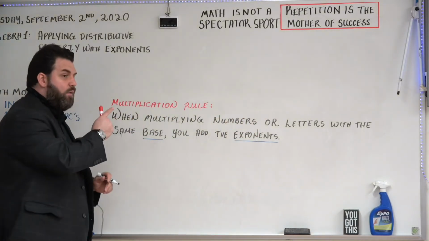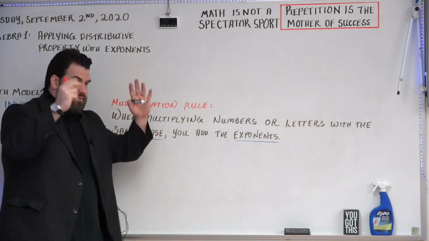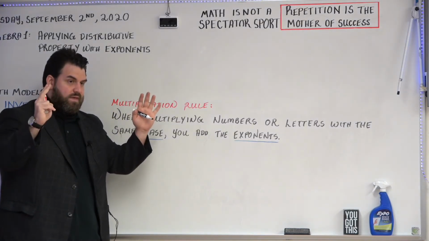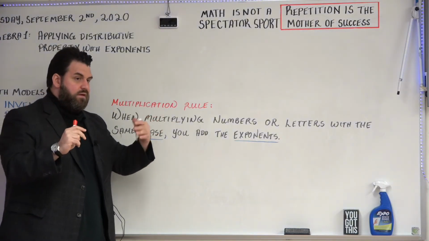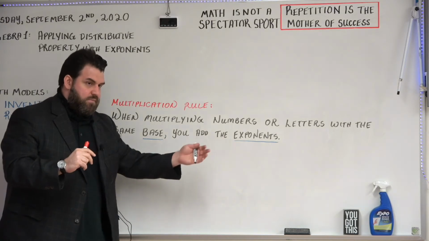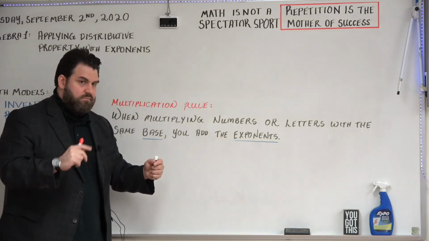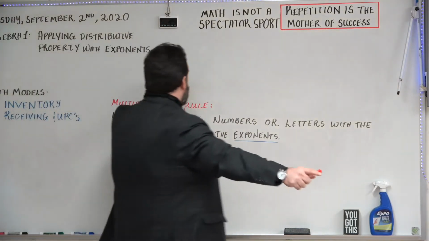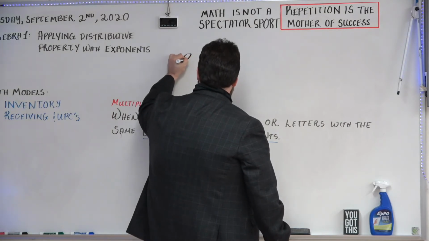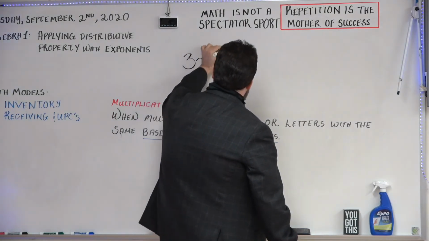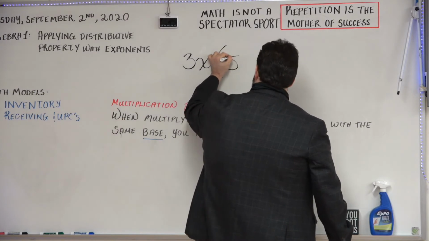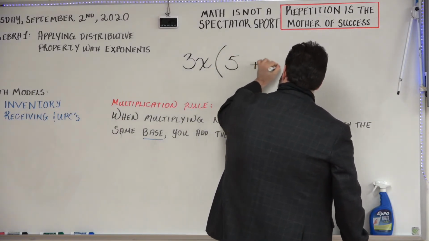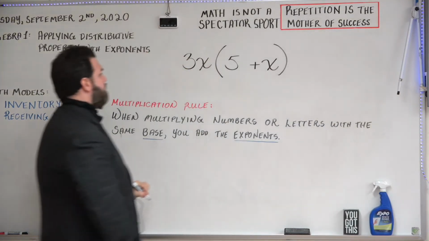Okay, so now we're going to add in the parentheses from yesterday. Remember that? Where we had to use the distributive property. Okay, so here I'm going to write 3x, open parentheses, 5 plus x, close parentheses.